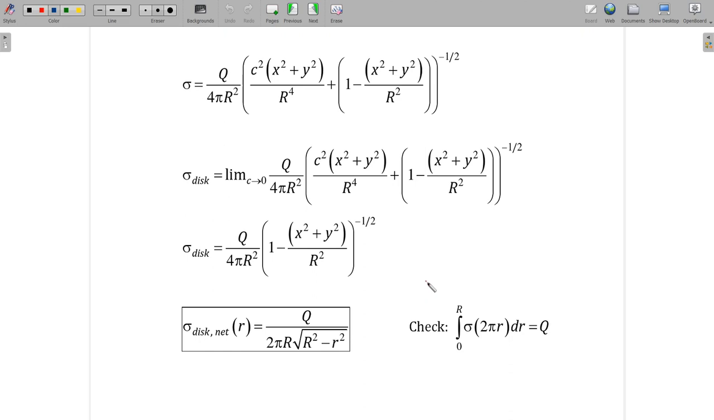Right? So if I take a ring element of radius r and I multiply that area with this surface charge density and I integrate it over the entire disk, I should get the total charge. Whereas if I had not multiplied by 2, if I had 4 pi r in the denominator, I would be getting the surface charge of only one side, which would be q by 2. So you can check this on your own. You will get the total charge, which is q.